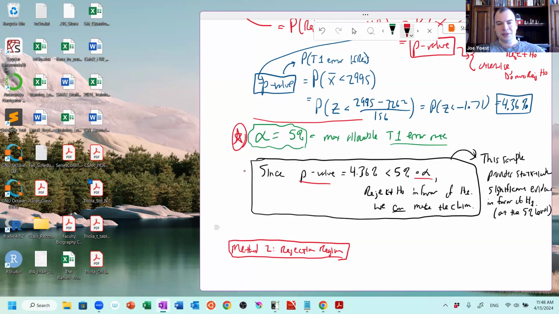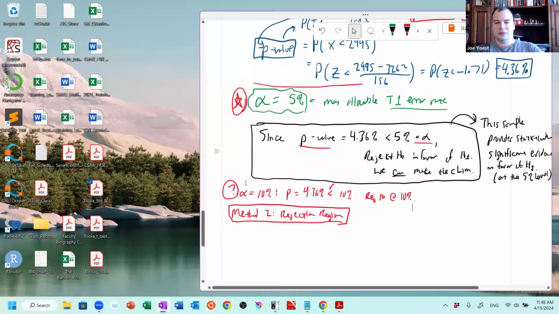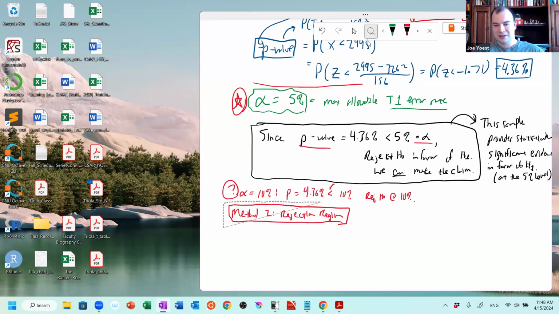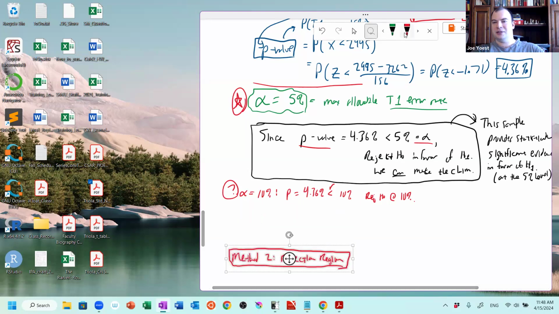So I can ask really easily, what if alpha was 10%? Can I generate a rejection? Well, my p-value is 4.36%, which is indeed less than 10%. So we reject H naught at the 10% level as well. And I squeeze my rejection region headline in there a little too tight, but hopefully this will just move. There we go. Good.